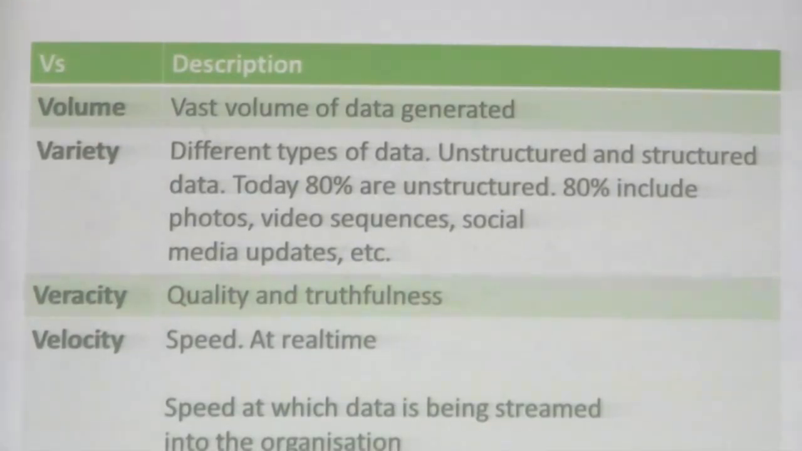Velocity: speed at real time. What is the speed at real time? The speed at which data is being streamed into the organization. If the big data available on the internet takes much more time when it is being received, that is not good data. It means that retrieval has to be fast. We must receive it in real time. Receiving information in real time is good quality data. Then we see the data in real time.